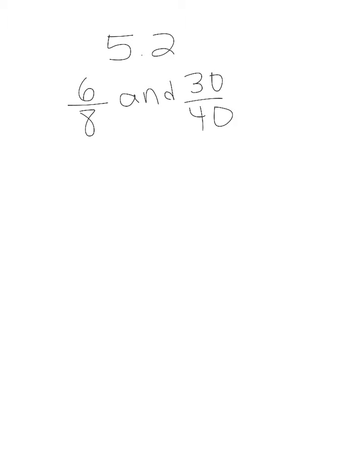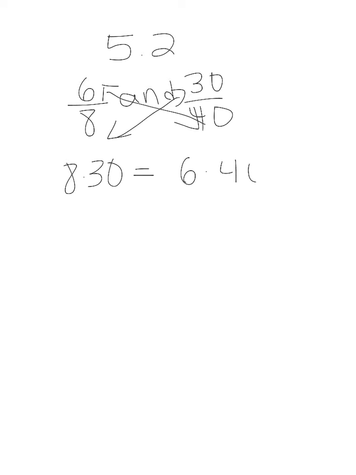There's two different ways. The first way, which I think is the easiest, is just looking at cross products. So we would do cross products. We multiply 8 times 30, and that has to equal the same thing as 6 times 40. Now, if those two things are the same number, then yes, it is proportional. So 8 times 30 is 240, and 6 times 40 is 240. So we would say yes, these are proportional.